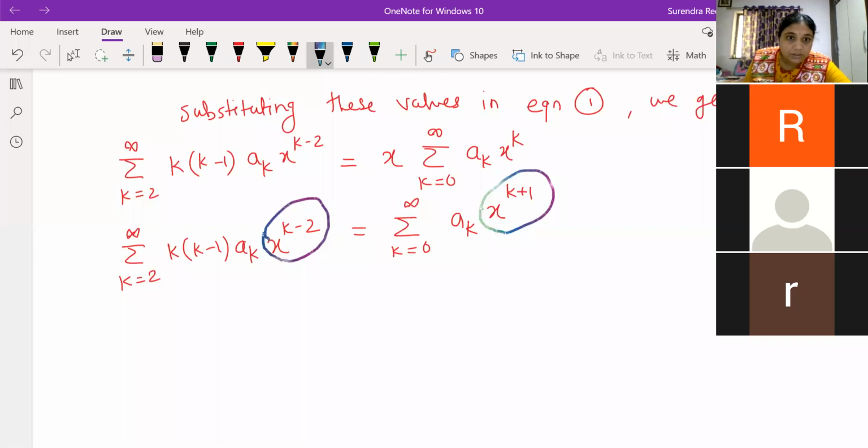If I want to make the left hand side index k plus 1, what should I replace k with? I want k plus 1 here, so k plus 3. If I change k to k plus 3, then k plus 3 minus 2 gives k plus 1.